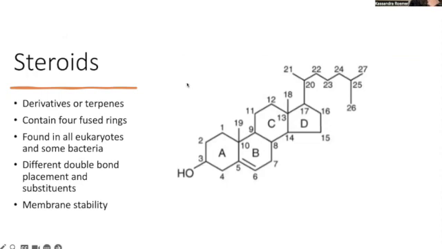One of the derivatives of terpenes is a steroid. So we have that fused ring system right here, these 4 fused rings with this double bond that can be at any location throughout this ring system. And it can have very different substituents. So right here we have that OH, and here we have this carbon structure, which can be very different in different derivatives. Steroids are found in all eukaryotes and in some bacteria, and are important for membrane stability.